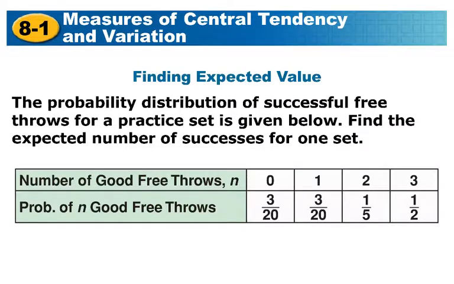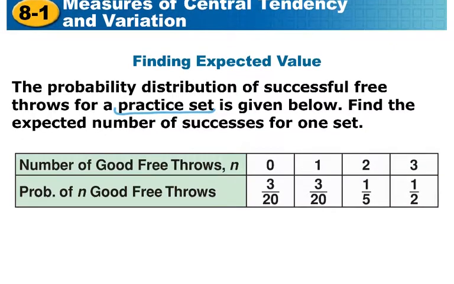Making 1 free throw was 3/20ths of the time. Making 2 free throws was going to be 1/5 of the time, and making 3 was half of the time. I'm not necessarily sure how many total free throws we're going with. Like, did they do 5? I don't know, but it looks like probably just 3 total.